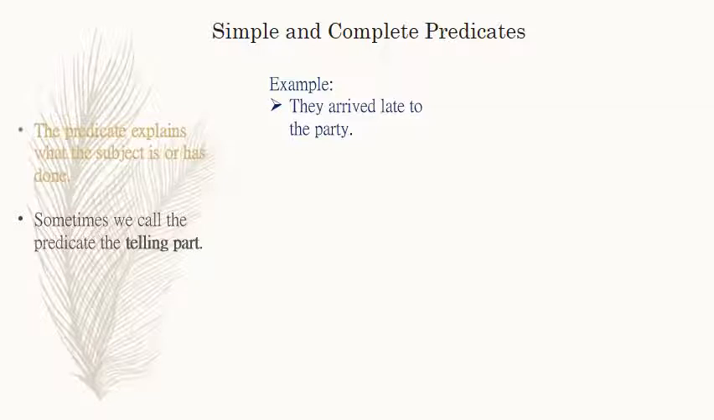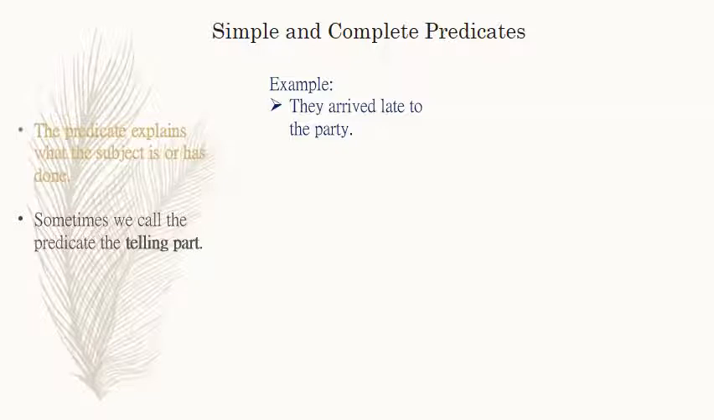Example: they arrived late to the party. First of all, where is the subject? They. "They" is the subject. Okay, what is the sentence telling me about the subject? Arrived late to the party. So where is the predicate? Arrived late to the party.